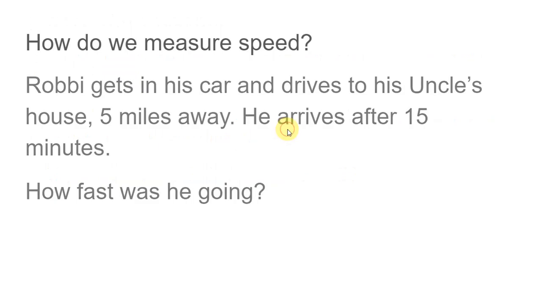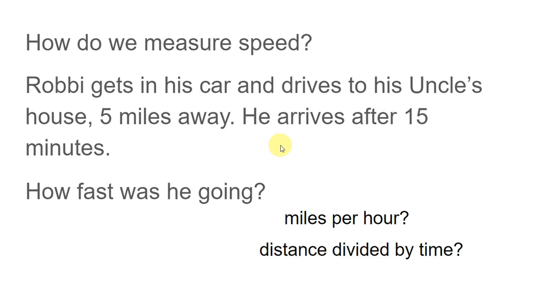How do we measure speed? Robbie gets in his car and drives to his uncle's house 5 miles away, and he arrives after 15 minutes. How fast was he going? Typically, we'd figure out his miles per hour, and that's basically just distance divided by time.